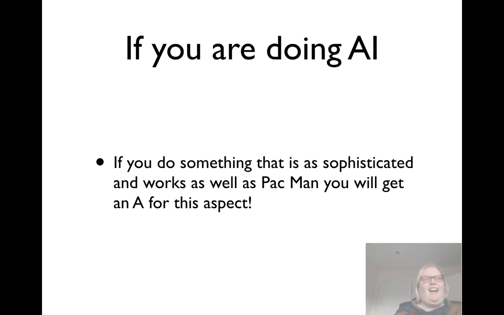I very, very rarely say things like this, but if you are doing AI in your game, if you do something that's sophisticated and works as well as Pac-Man, you will get an A for that aspect. So if you've got 4 different non-player characters with 4 different algorithms that makes them look intelligent, as if they're working together, then I can guarantee you will get an A. And that's something I very rarely say, but I think it's worth saying that it is sort of the gold star almost for this aspect.